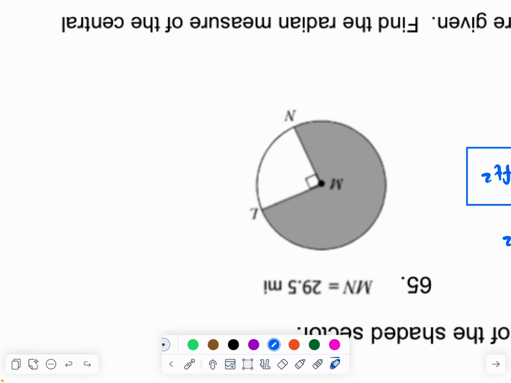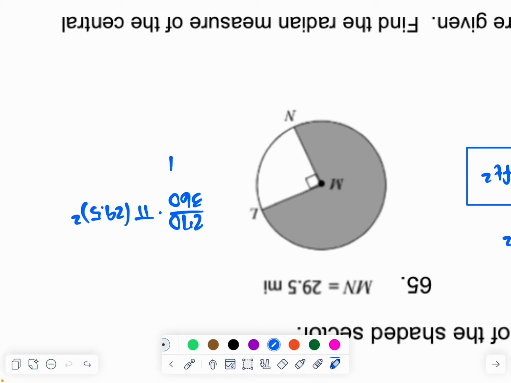All right, the shaded region here, clearly this is taking up 3/4, or 270 degrees, of the circle. You're more than welcome to just write 3/4 of pi times 29.5 squared. And again, just chunk all of that in your calculator. Take not the pi though, you're just going to keep the pi in your answer.